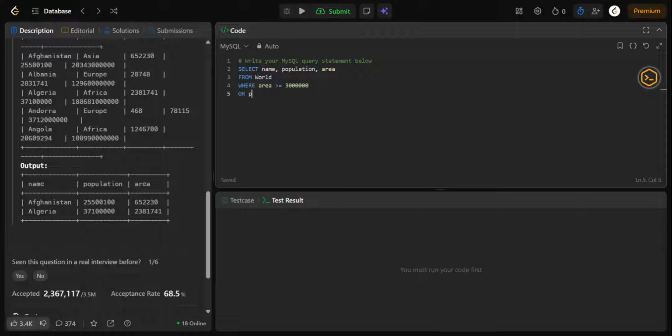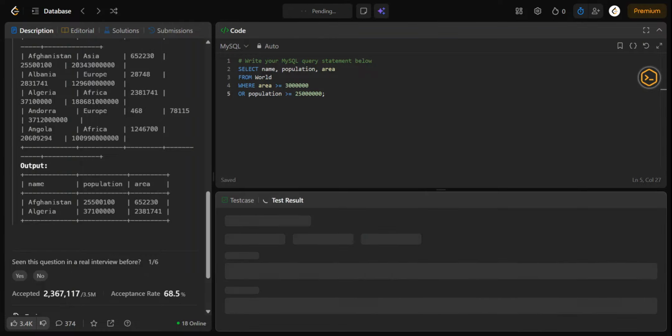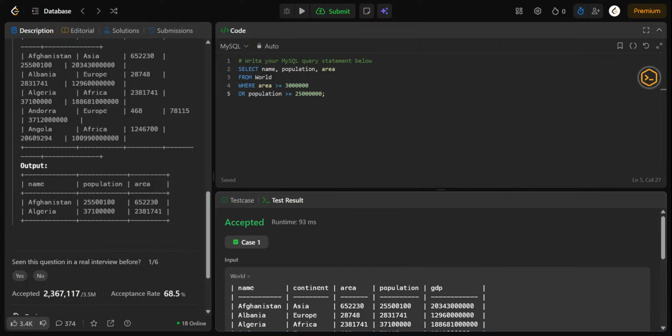And population is greater than equal to 25 million. Okay, let's run. Okay, so let's dry run it first. Let's see how SQL evaluates the rows.